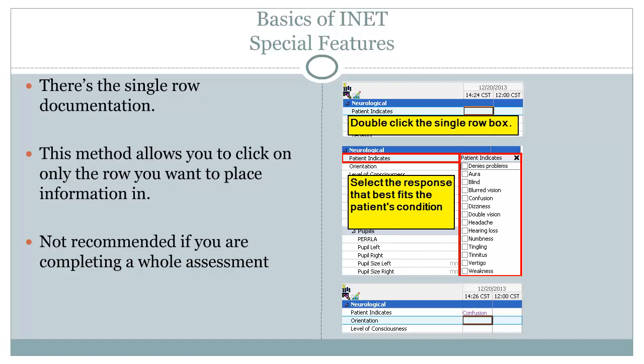It's called confusion, and you see it's in blue. It will remain in blue throughout the whole documentation process until I actually save it. This single row documentation, though, is not a recommended workflow for those of you that are completing a whole assessment. These are for the one-offs, the one little item that you need to document, or the 2 or 3 little items, but not a whole assessment.